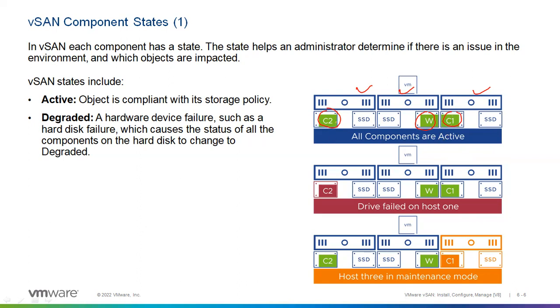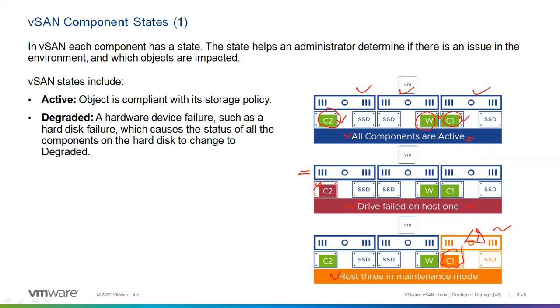All the green, you see the green status C1, C2, W. What we are saying is all the components are in an active and healthy state, right? Then the next scenario, where we could see my component C2 got red because of a drive failure. This is just one of the examples, a drive got failed on one of the hosts. And the third scenario is host 3 is in maintenance mode, and my particular C1 component is in warning status. Okay, so there could be different scenarios.